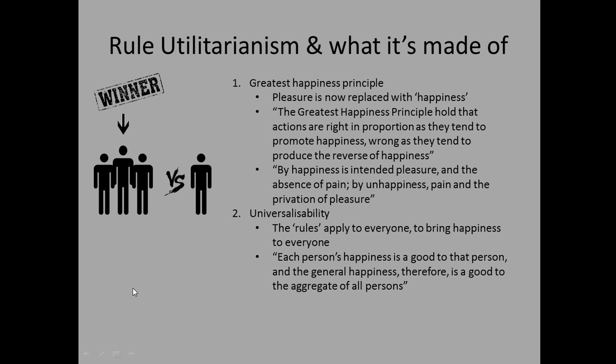And the quote that is best to use here from Mill is that each person's happiness is a good to that person, and the general happiness, therefore, is a good to the aggregate of all persons. Again, showing how everyone must follow these rules in order to achieve happiness with everyone.